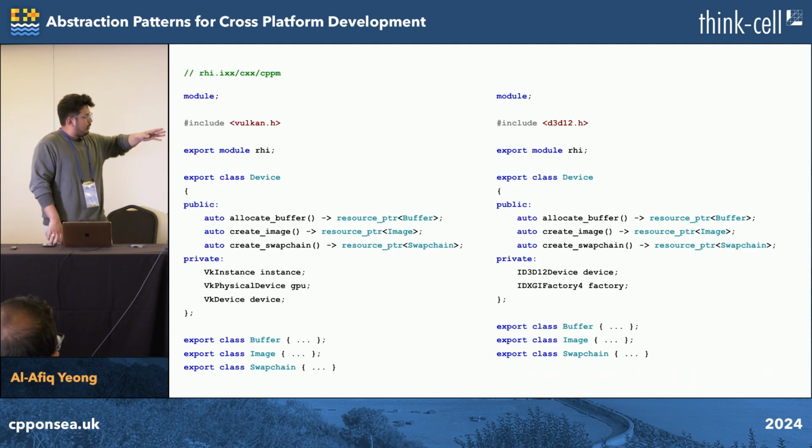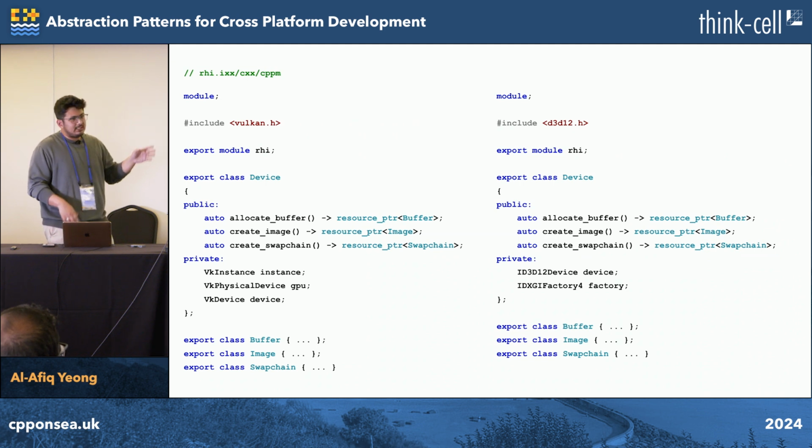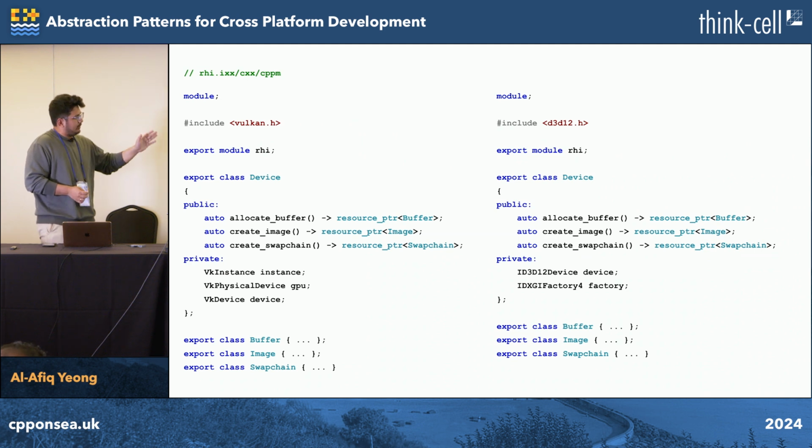In the global module fragment, we basically include whatever header files we need from the platform. And this is okay because, with those two new properties, visibility and reachability, they are never going to leak outside of the module. And then we have the interface device that has all of the member functions that we want to expose, and then we keep all of the variables in the private scope. And we do that for every single object or resource that we want to expose from the platform.